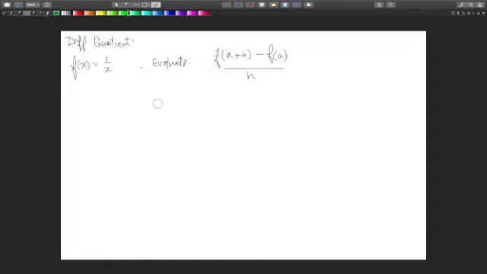1 over a plus h. And it's very precise. It has to be 1 over a plus h. Precisely that. Nothing else. It's not this. A lot of folks will write that, and that's super wrong.